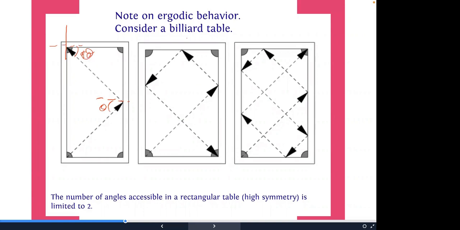Now, this is a more interesting situation. This is 90 minus that. So you can only access 2 angles, the incident angle and 90 minus that. So it can never be ergodic. So in other words, it will never forget the angle it came from. So it's a highly symmetric structure. It is not ergodic. So whatever we talked about is not applicable anymore. So the number of angles accessible in a rectangular table with high symmetry is limited to 2.